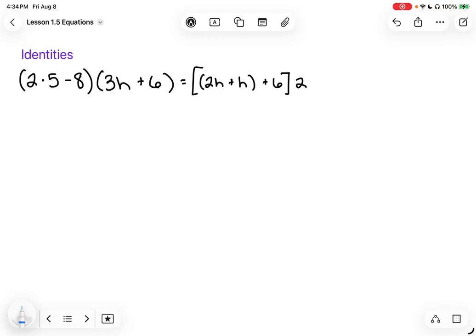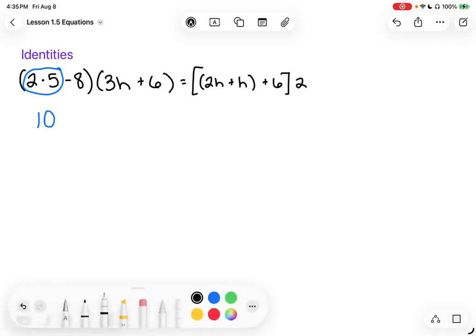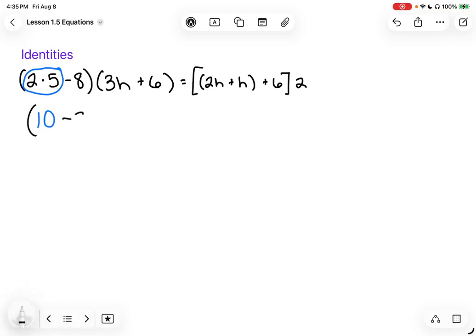So when we look at our grouping symbols, it looks like the first thing that we can do is this 2 multiplied by 5. We've got 2 multiplied by 5 inside parentheses. That's going to give us 10. So let's go ahead and start off with that. So that'll give us 10 minus 8 in that first set of parentheses.